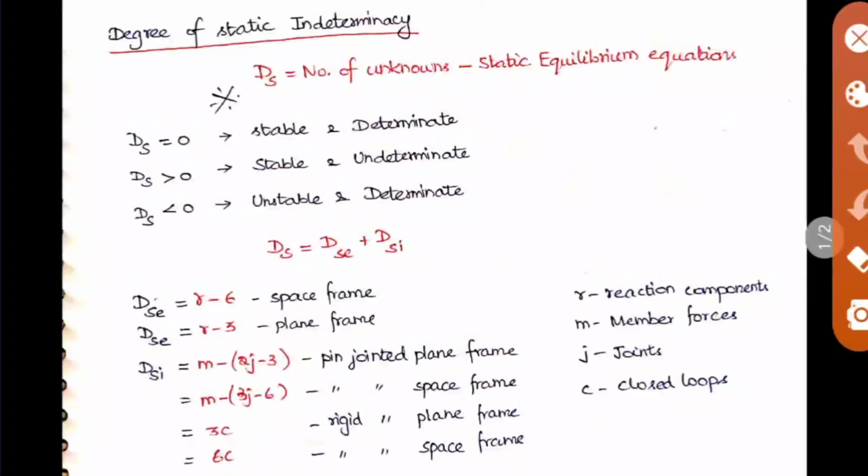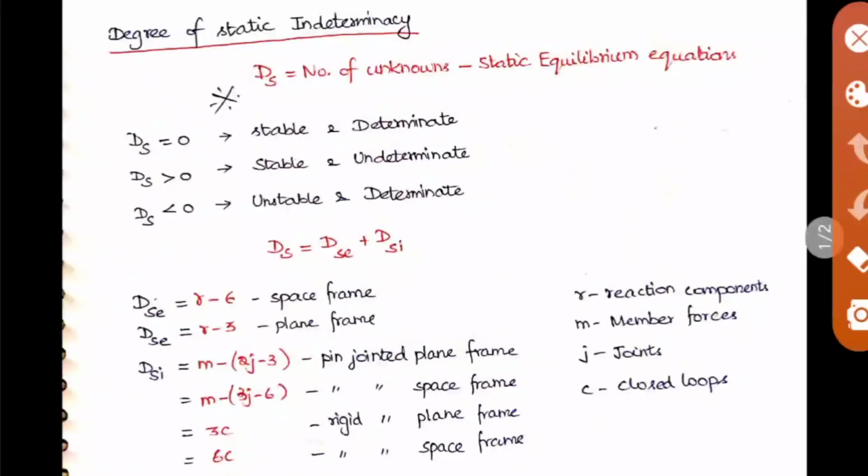When this DS is equal to 0, the structure is stable and it is determinate also. When it is greater than 0, it is stable but indeterminate, because the unknowns are more than the equilibrium equations. So the structure is stable but indeterminate. And when DS is less than 0, it is unstable but determinate structures. These are the different cases to be studied based on the DS value.